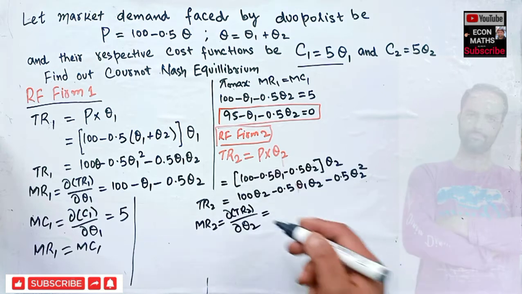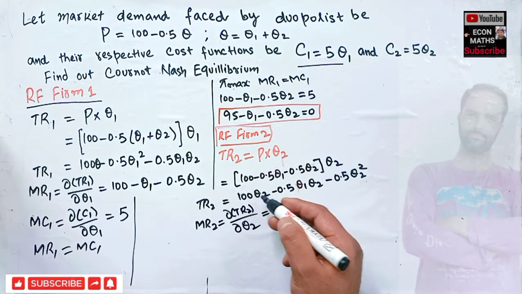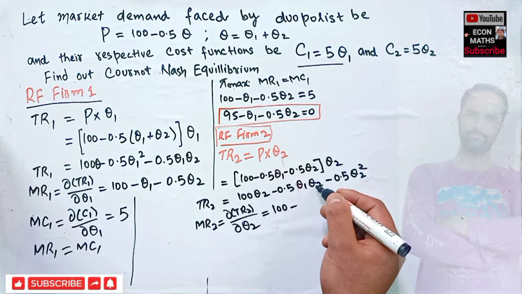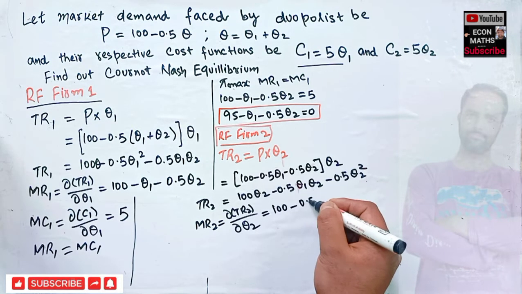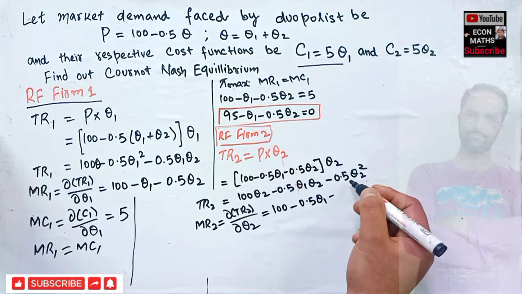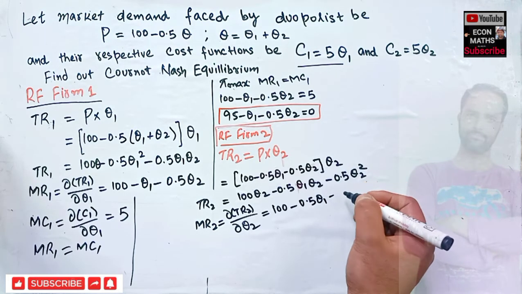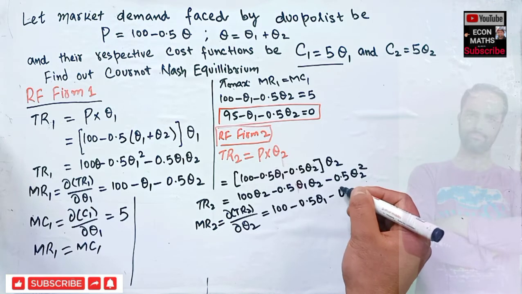So taking the partial derivative with respect to q2, the derivative of 100 q2 is 100, so we are left with 100 minus, the derivative of 0.5 q1 q2 is 0.5 q1, so we are left with 0.5 q1, minus the derivative of q2 square will be 2 q2, so 2 into 0.5 comes out to be 1, so we are left with q2 only.